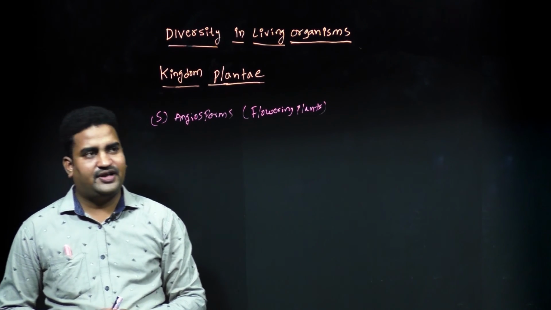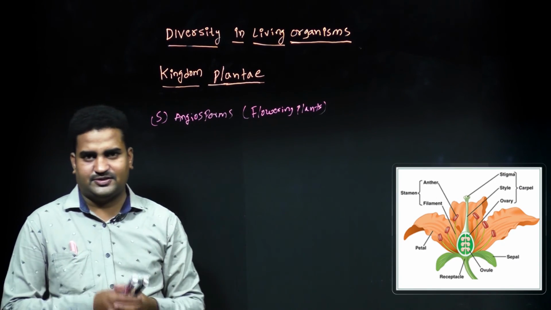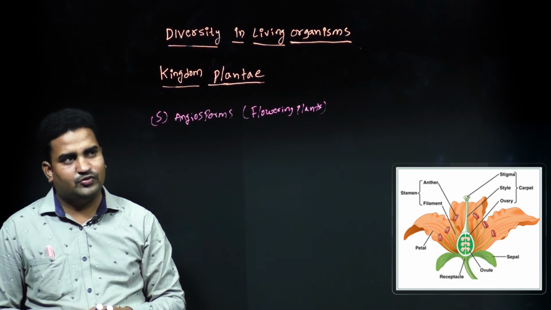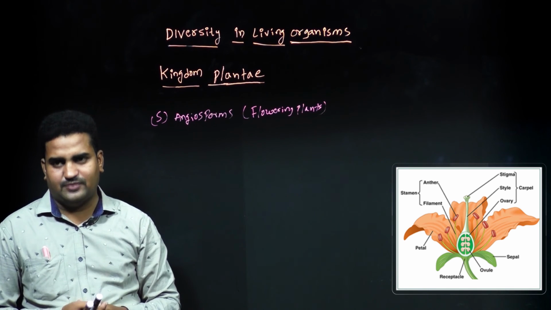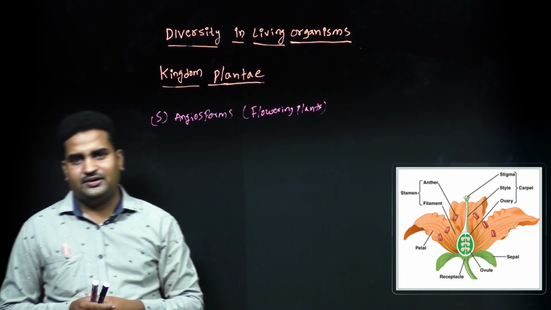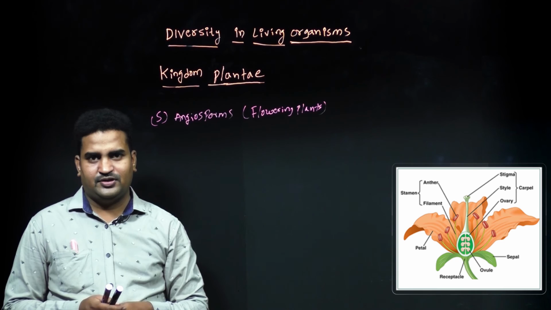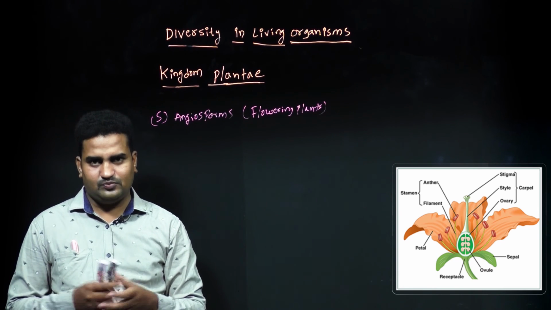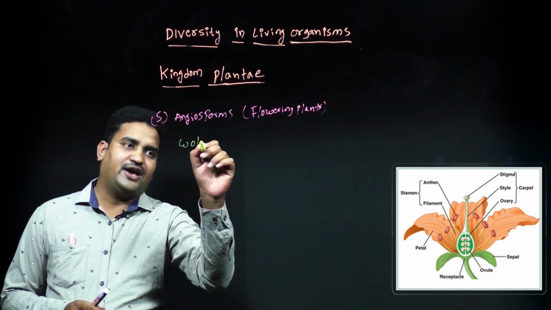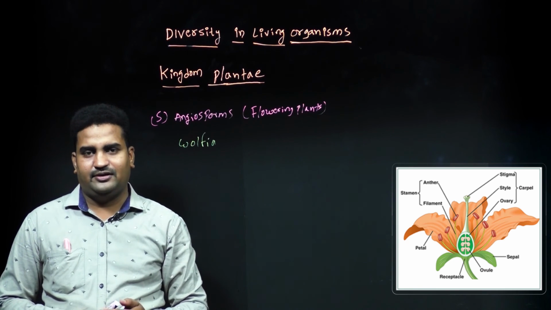So now we are discussing angiosperms. These are flowering plants. They produce seeds and these seeds are covered by fruits. So these angiosperms include smallest angiosperms to tallest angiosperms. One of the smallest angiosperms, that is almost microscopic in structure, is Wolffia. So Wolffia is the smallest flowering plant.